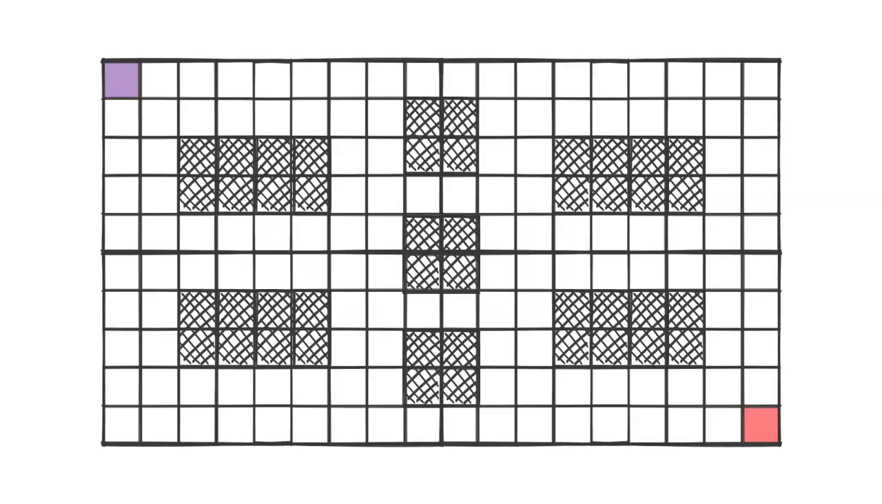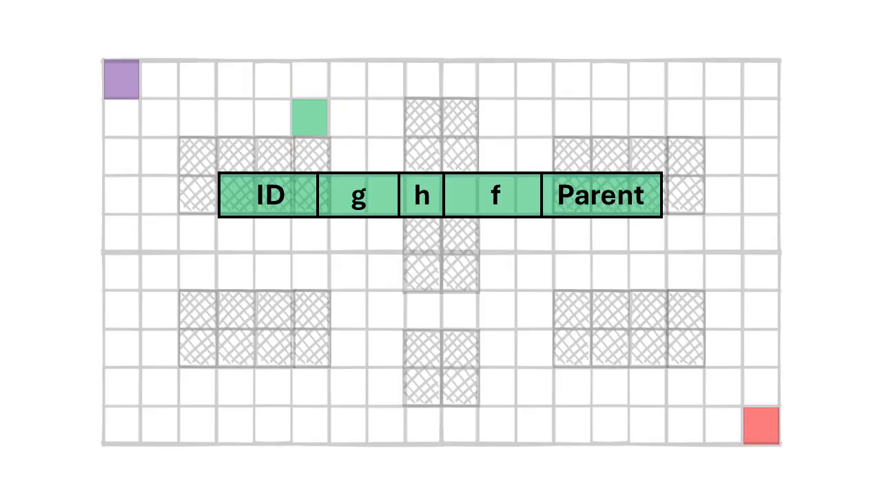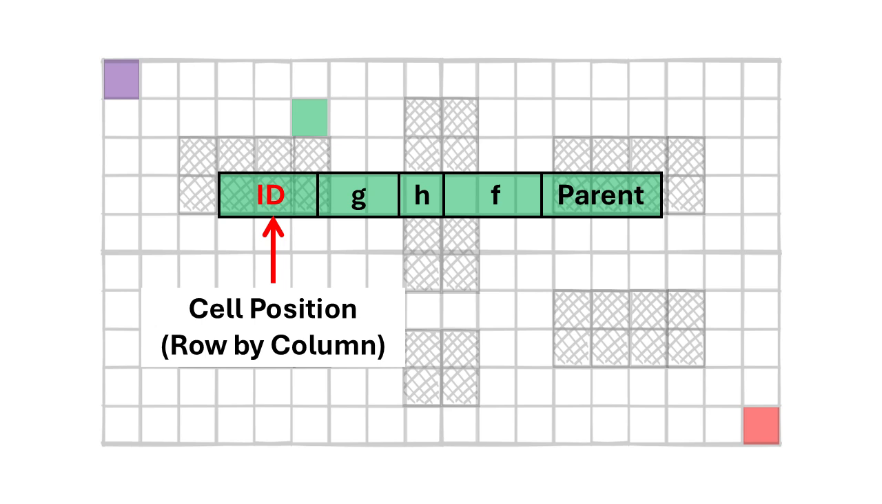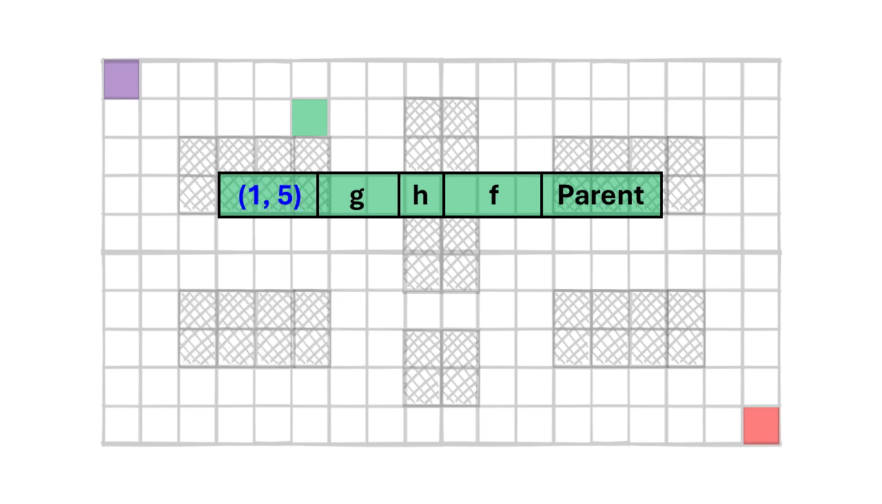Finally, let's take a look at an actual A-star node. We're going to look at this green node here. The ID is a grid position, and our grid will be an array. So our position is 1 row down and 5 rows across. Remember, we start from 0, so it's actually the 2nd row down and the 6th row across.